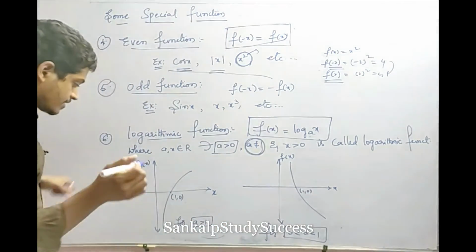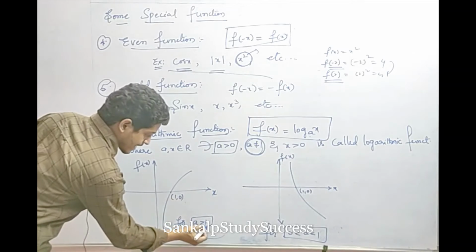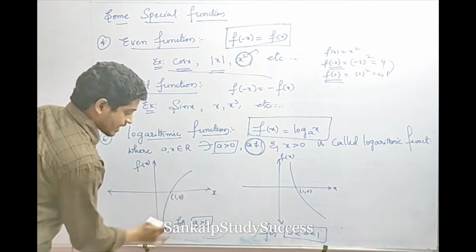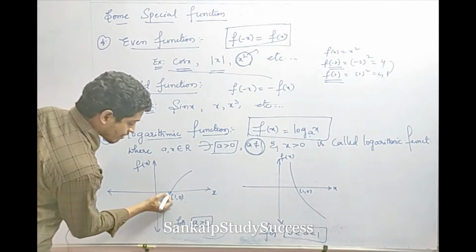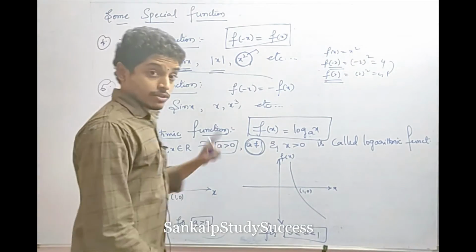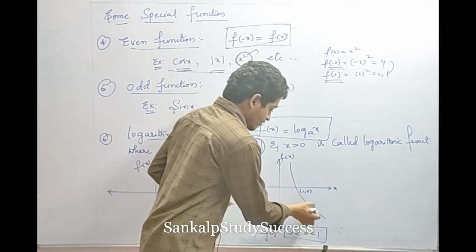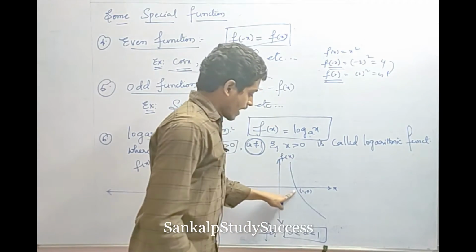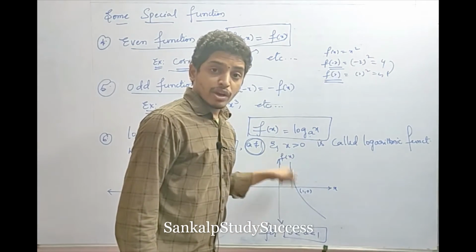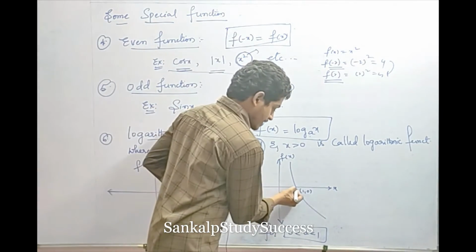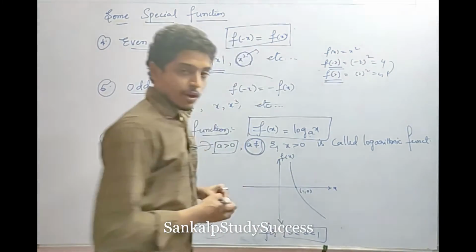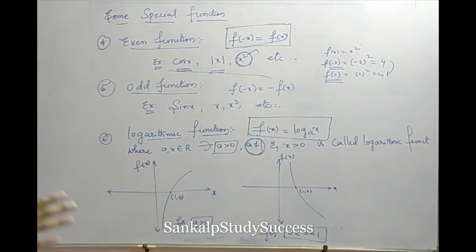And for f of x, see friends, if the base is greater than 1, the curve will be in increasing order, and at a particular value, 1, it becomes 0. Log 1 is always 0, friends. If the base is from 0 to 1, then the curve will be in decreasing order, and log 1 is always equal to 0, friends. That's why it is cutting the axis at 1. That's why log 1 is equal to 0. So these two are important graphs. Please do remember. And always verify even and odd functions in different sorts of functions. Okay.